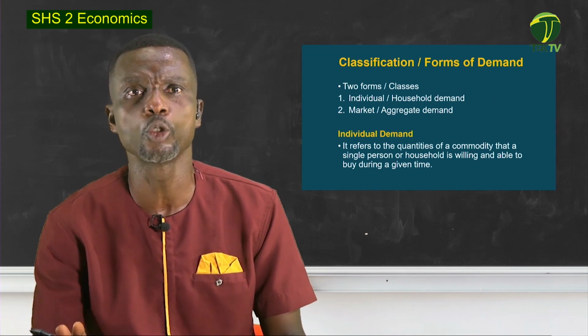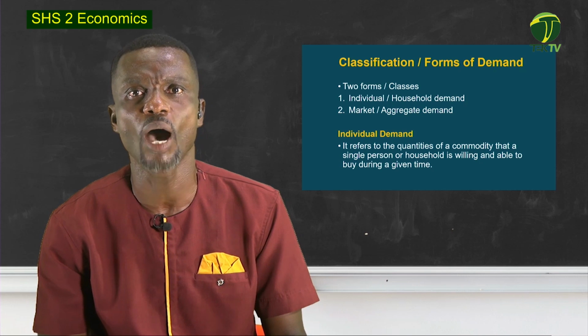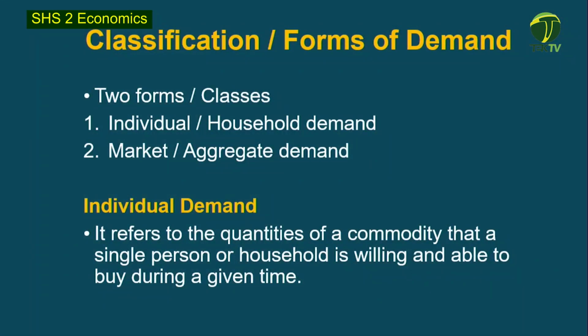Demand can be classified into 2 forms, individual or household demand. Then we also have market or aggregate demand. Let's look at what these forms of demand are. When we say demand is individual, individual demand refers to quantities of a commodity that a single person or household is willing and able to buy during a given time. So if I go to the market and I purchase a particular commodity, what I buy is my individual demand. So a single person's demand is known as an individual demand.